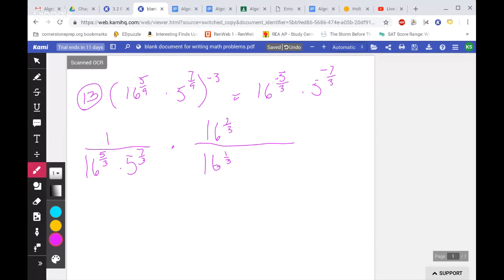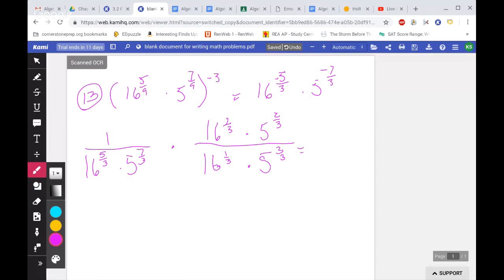And now what do I need to do to the 5 to take it to its next whole number? So what would I add to 7/3 to bring it to the next whole integer? 2/3. So whatever I do to the bottom, I then have to do to the top.